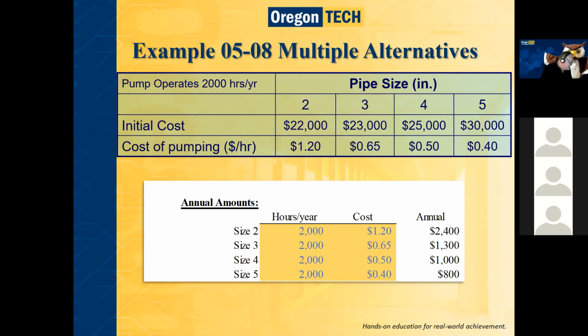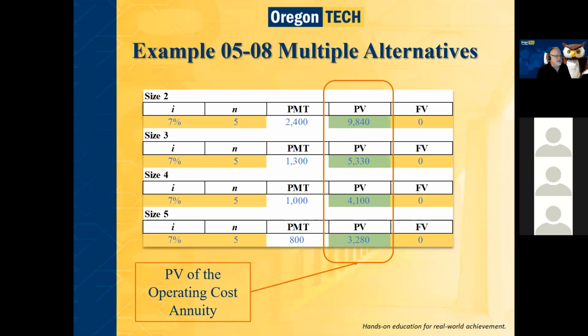So you get your annual costs for each one. Step one, you basically have an annuity for each value. For size 1, we calculated the annual cost on the payment side of $2,400. Future value is 0. It's going to be used for 5 years. Our discount rate they gave us is 7%.